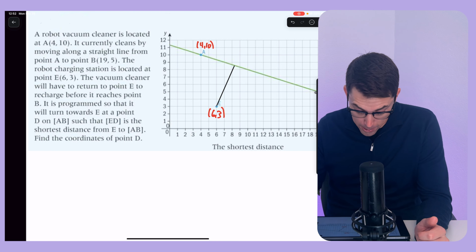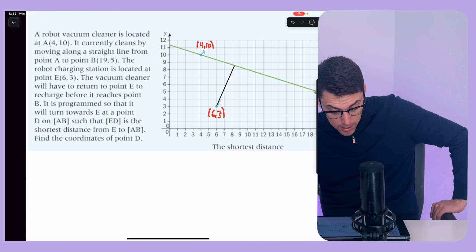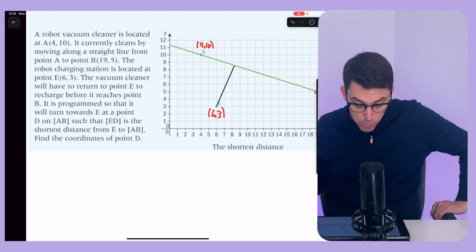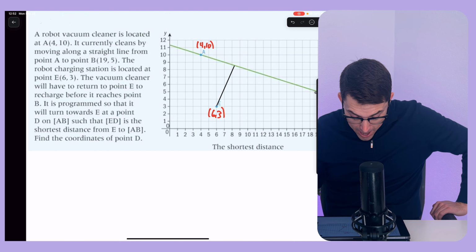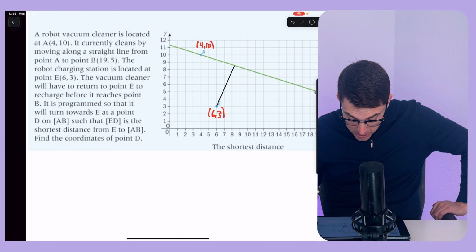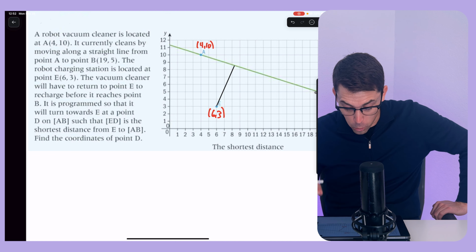6.3. Now, the vacuum cleaner is going to have to return to E to recharge, of course. And it has to do it before it reaches B. However, it's programmed so that it will turn towards E at a point D, which is on AB, such that ED is the shortest distance from E to AB. Find the coordinates of D.